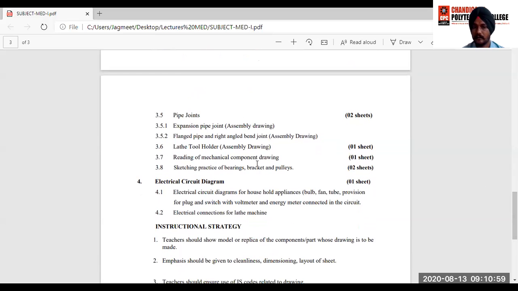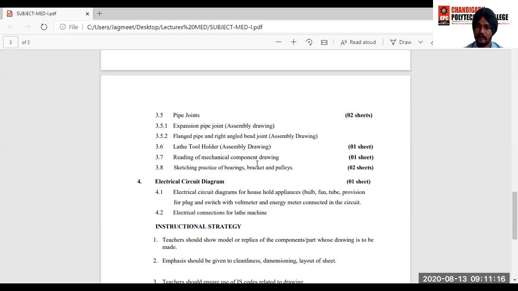Pipe joint. There are 2 pipe joints: expansion pipe joint, with their assembly drawing, flange pipe joint and right angle pipe joint. We will complete its assembly drawing. Then we will start the lathe tool holder and complete its assembly drawing.